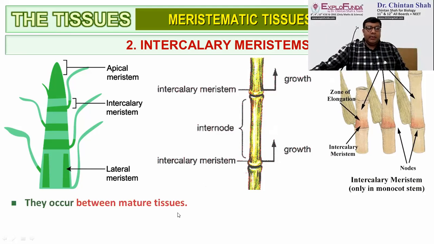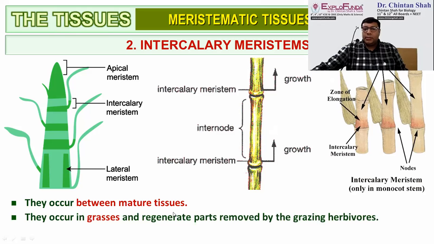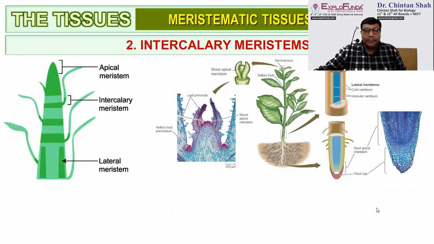And they occur between the mature tissues. Mature tissues means permanent tissues, whose differentiation has already taken place. They occur in the grasses and regenerate parts removed by grazing herbivores. So that's what I told you. And intercalary meristematic tissue is over here. So this is the magnification of this region. In the magnification of this region, you can see lateral meristematic tissues are present.